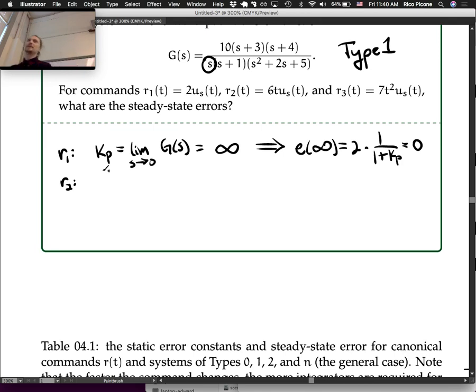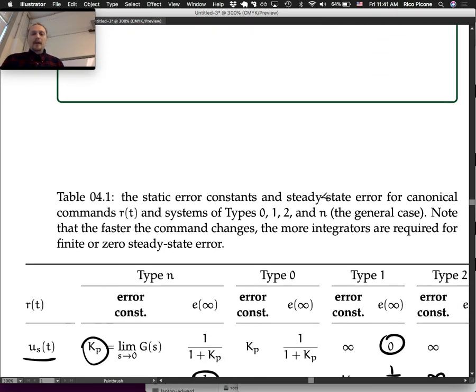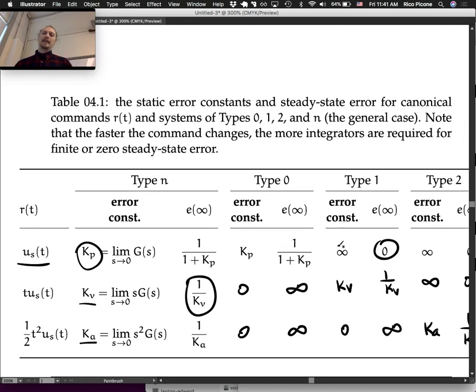Okay, R2. We have a ramp, right? So it's a ramp input, and it has a slope of 6. So we've got a type 1 system. We could look here and say, oh, look, the error is 1 over Kv. We've got to scale that by 6, and we'll be good.